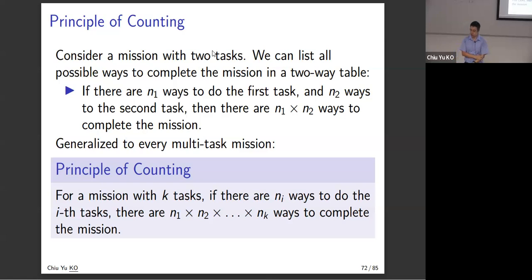Or you can do it with a table: an n1 by n2 table, and every entry is considered as one way to do it. So that's multiplication. That's why you can generalize: if you have k tasks, and each task i has n_i ways, how many ways can we do it? You multiply them all together. That's the principle of counting.